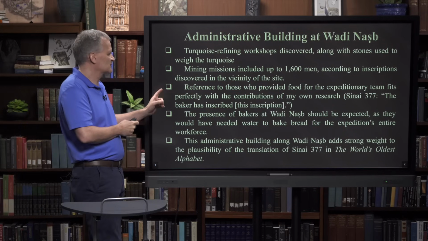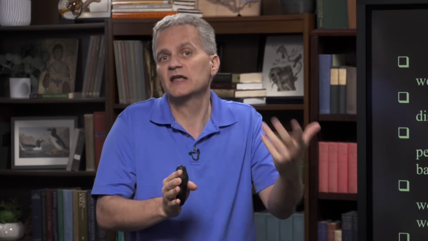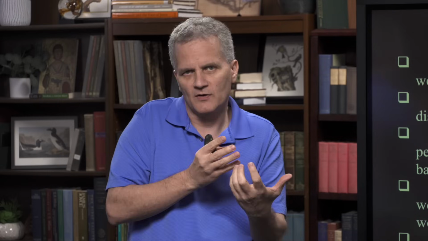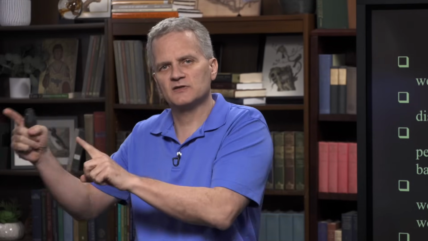So that inscription, Sinai 377, reads, "The baker has inscribed," and then by implication, this inscription. There's no direct object there. In English, we need a direct object. You can say Johnny hit the ball, but you can't say Johnny hit and expect the listener to understand what it is that you're implying that he or she hit. So in Hebrew, though, you don't have to have a direct object, and in this case, there wasn't one offered. But what it says is that the baker inscribed, implied, this inscription. The baker inscribed this inscription.